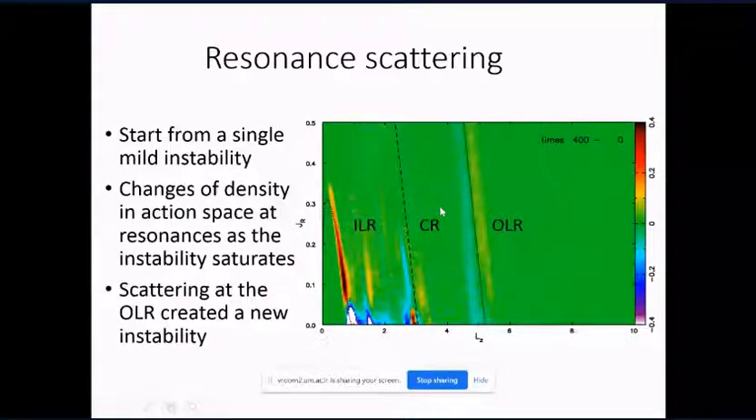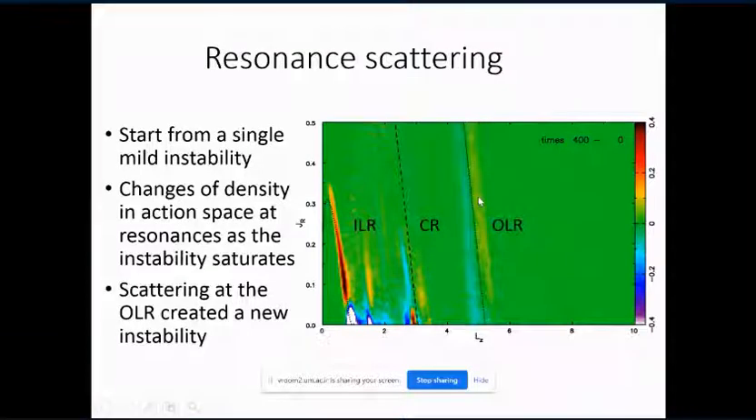That instability, which I started the simulation with, has evolved for some period of time, and after it's finished evolving, this shows the structure of the density of particles in the space of the actions. This is radial action in the vertical direction and angular momentum or azimuthal action in the horizontal direction. The colors indicate that there have been changes to the density of particles in the space of these two actions, which suggests that resonance scattering has been an important part, and particularly at the inner resonance.